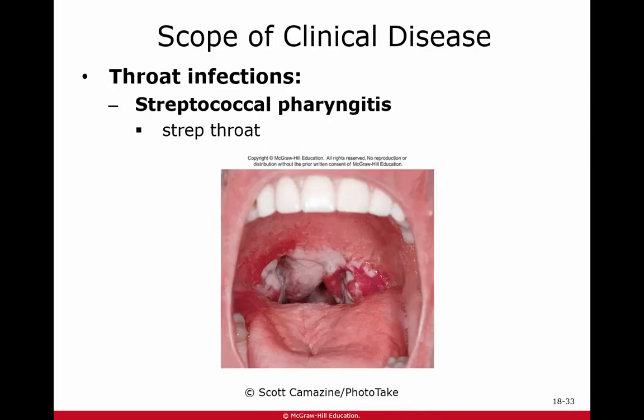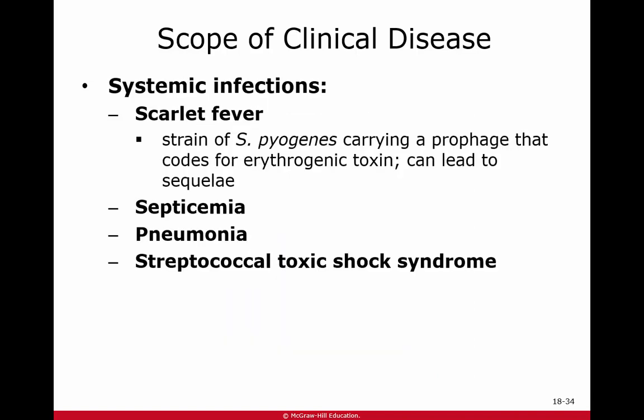Streptococcal pharyngitis, of course, causes strep throat. Scarlet fever is a systemic infection because the strep pyogenes has a prophage that codes for the erythrogenic toxin, and that can lead to the sequelae. Septicemia, pneumonia is another systemic infection, and of course streptococcal toxic shock syndrome.